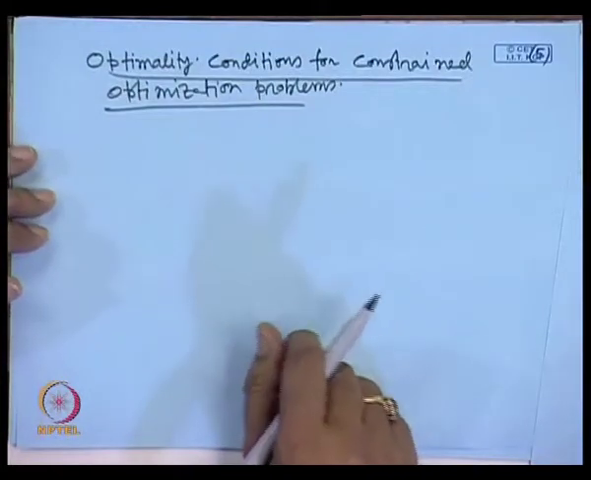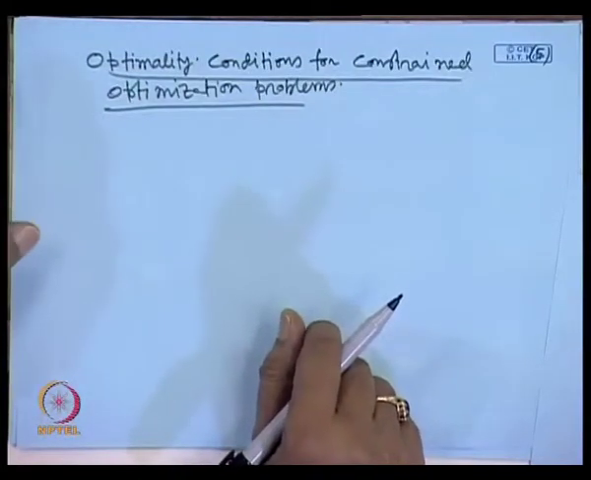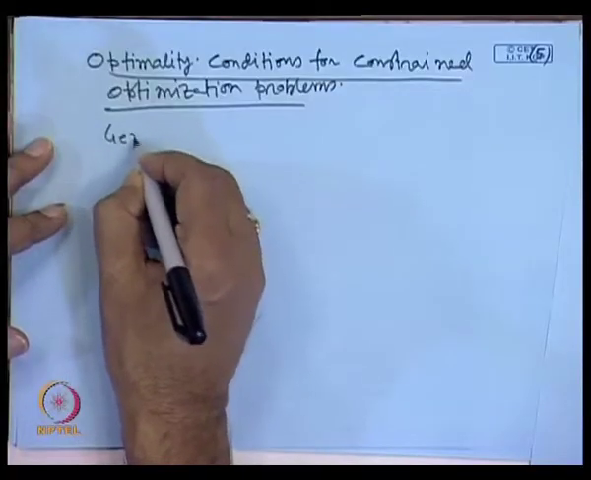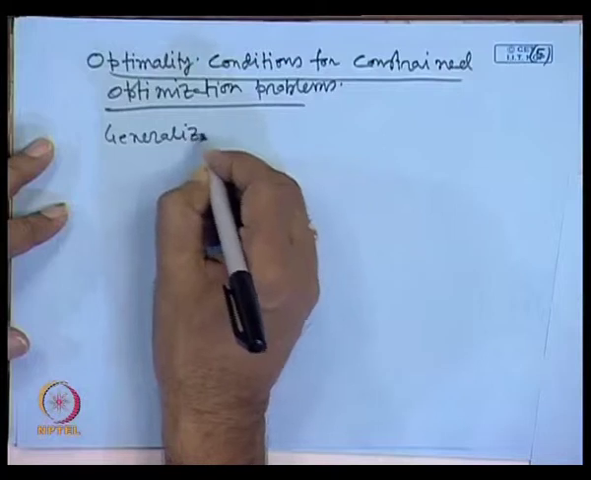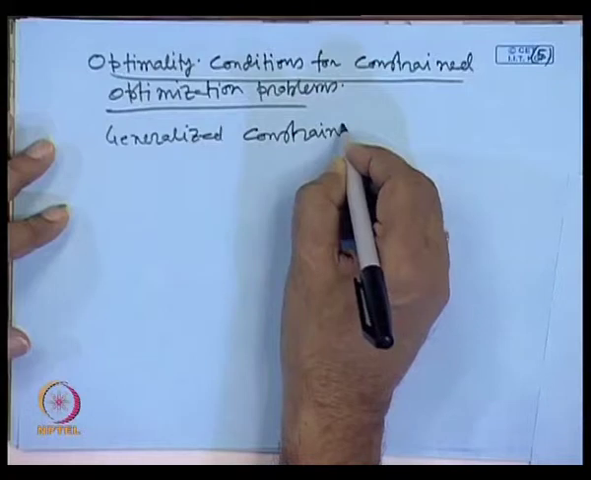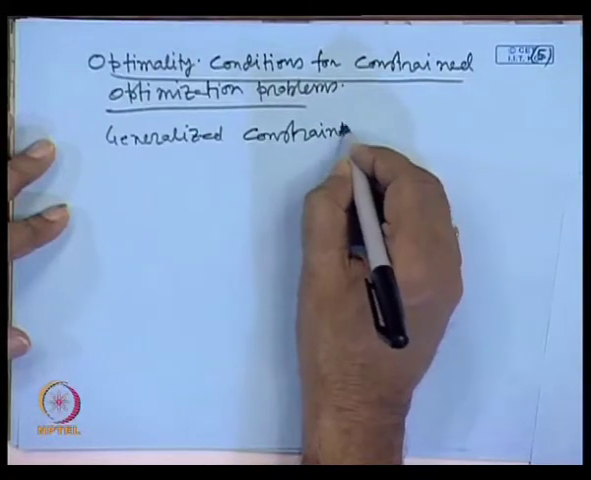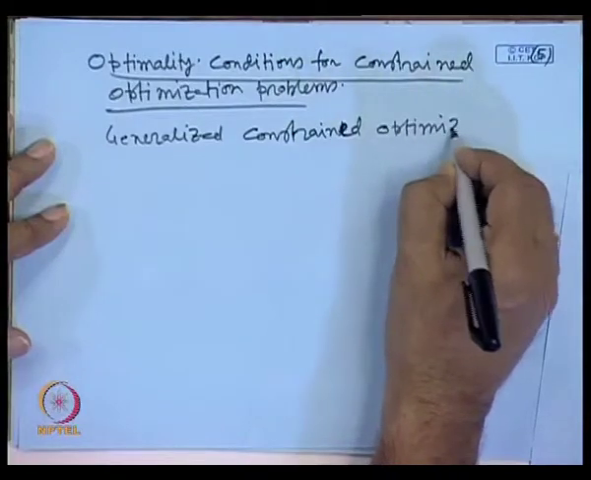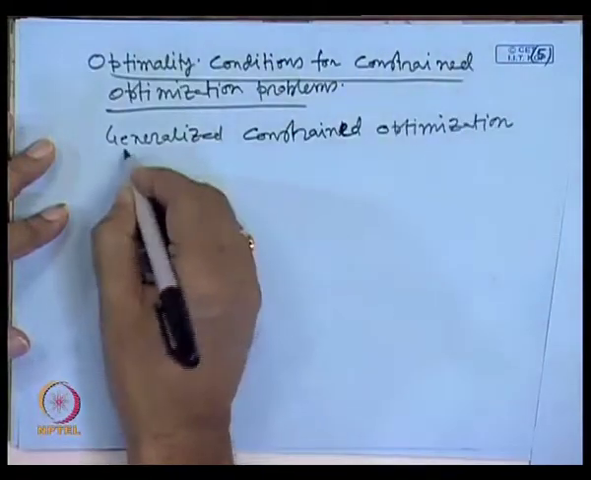Agree? If you recollect our first lecture, we discussed the basic structure or mathematical formulation of optimization problems. Now we are going to the basic structure of the generalized constraint optimization problem.